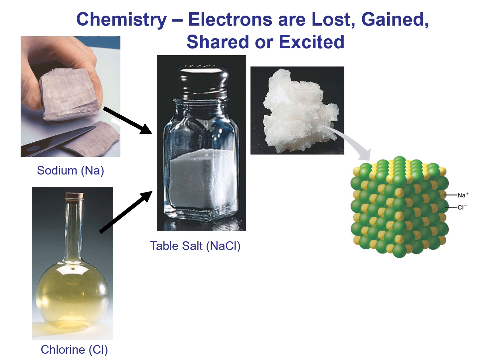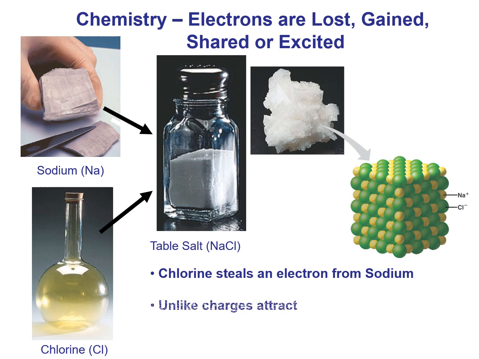Both of these substances are quite toxic, but if you bring them together, you get table salt, which of course is rather tasty. And if you look at a crystal of table salt, what you've got is a very precise alignment of sodium and chloride ions that form a crystal. So chlorine is going to steal an electron from sodium. Unlike charges are going to attract after that, and the product is very, very different from the reactants that we start with.